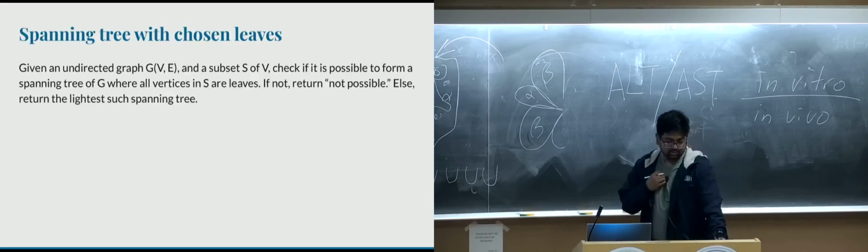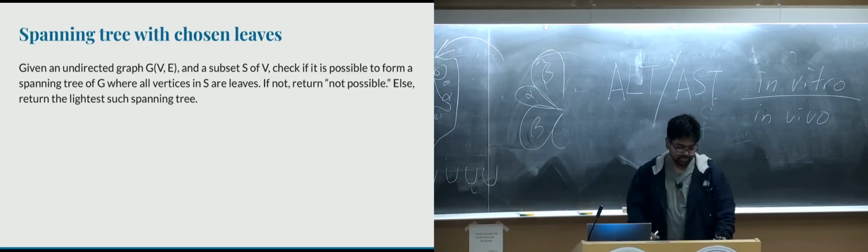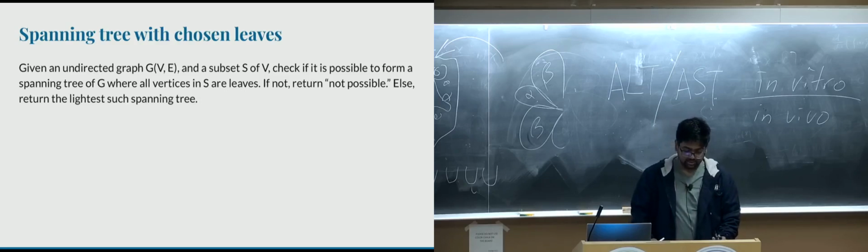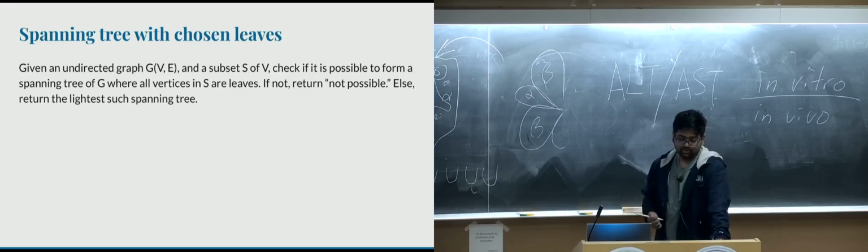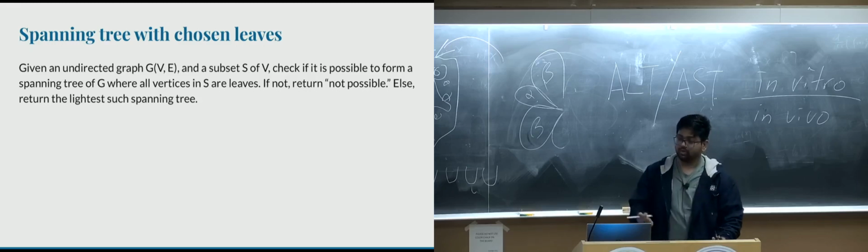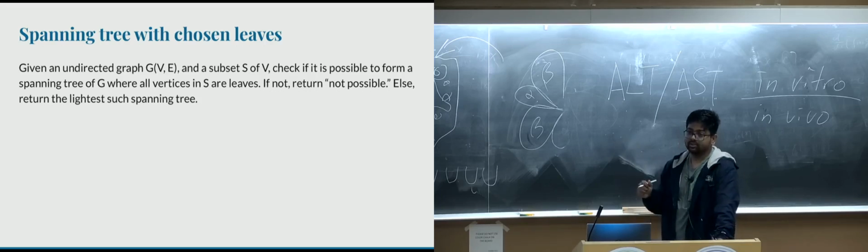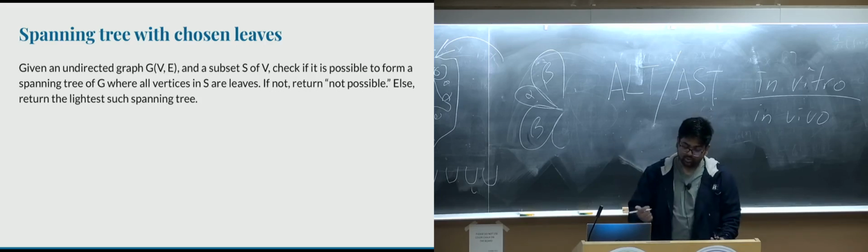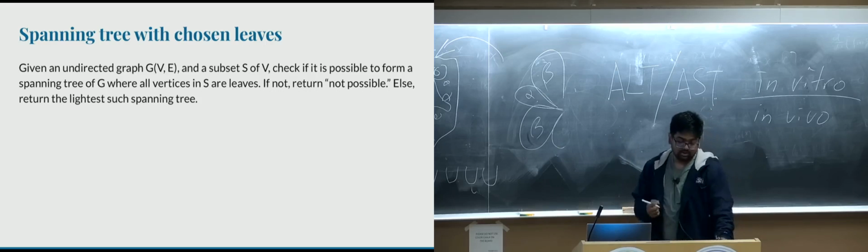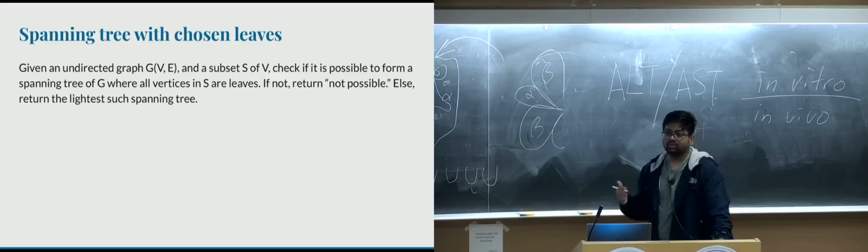Okay, so this is the problem. You are given an undirected graph G with vertices and edges V and E, and you're also given a subset S of V. You want to check if it is possible to form a spanning tree of G where all the vertices in S are leaves. If not, you have to return not possible, and if it is possible, you have to return a lightest such spanning tree. Is this question clear?